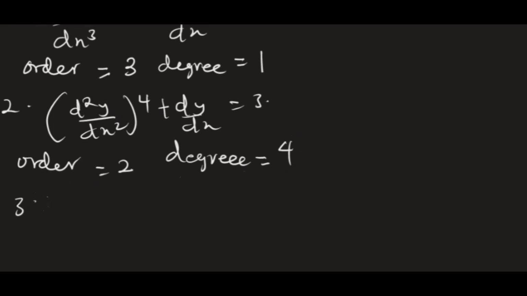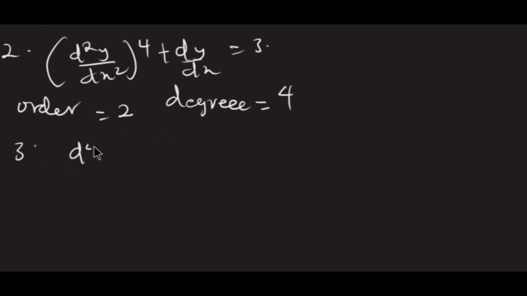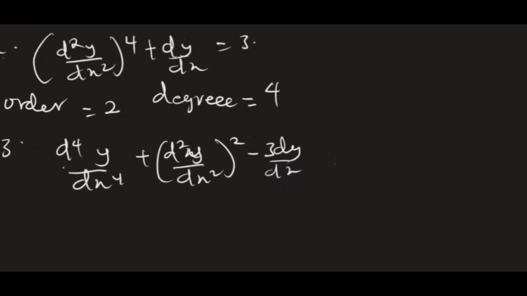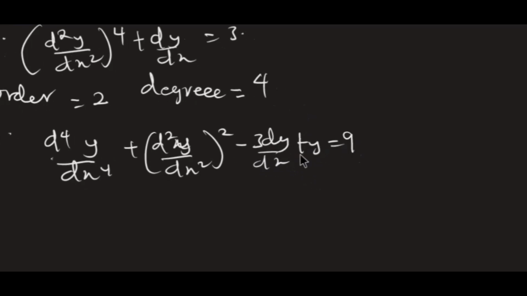Let's see our third example. I have d to the power 4 y over dx to the power 4 plus d squared y over dx squared all to the power 2 minus 3 dy over dx plus y equals 9. This is the next equation. What is the order of this equation? I have second derivative, first and fourth, and I said order is the highest derivative, hence the order is 4. Now what is the degree? Degree is the power of the order, and here this highest derivative is to the power 1.